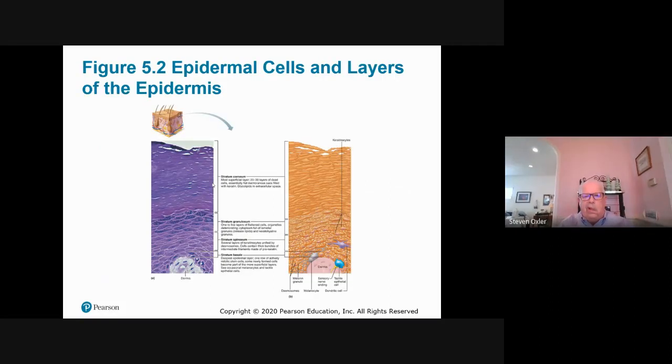Here are the layers. This is the basal layer. Here is spinosum. Here is granulosum. Here is corneum. This is thin skin. It only has 4 layers. What's missing in thick skin is around here, it would be the stratum lucidum, the clear layer.